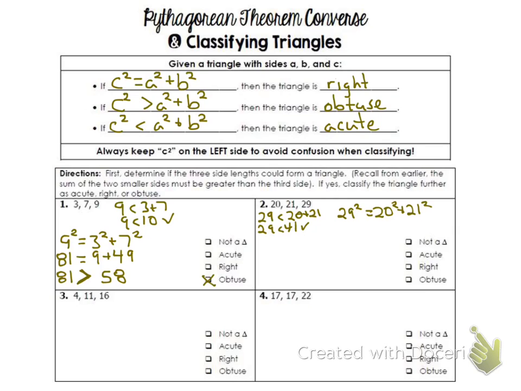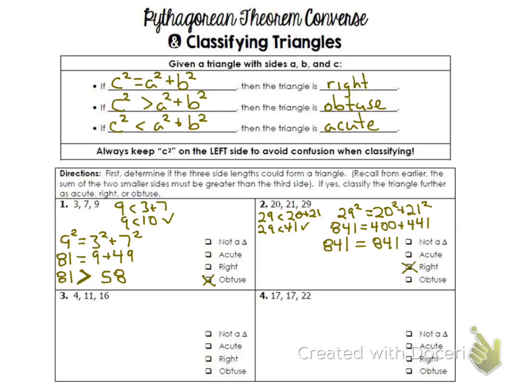29 squared is 841. 20 squared is 400, and 21 squared is 441. This gives us 841 and 841. Those are in fact equal, so that means up here we'd say equal, so it is a right triangle.